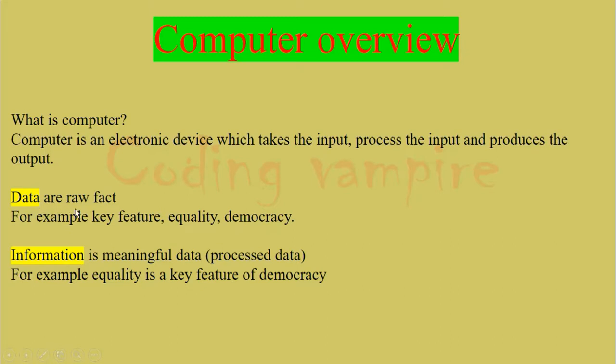What is data? Data are raw facts. For example, consider this sentence. It's not a sentence, but key feature equality democracy. What is information? Information is meaningful data or processed data. For example, the above sentence is converted to information: Equality is a key feature of democracy. So we can define computer in another way. Computer is an electronic device which takes the data, processes the data and produces the information.